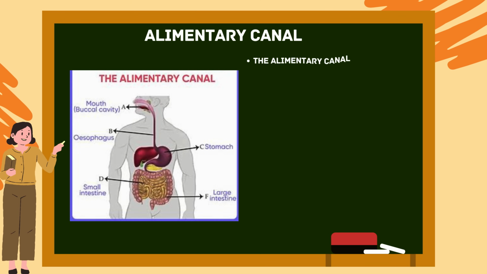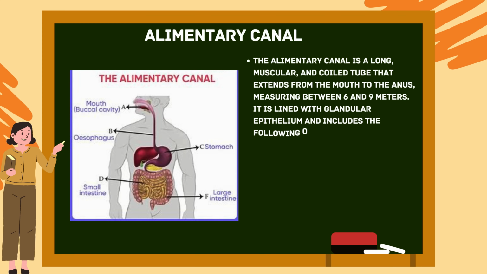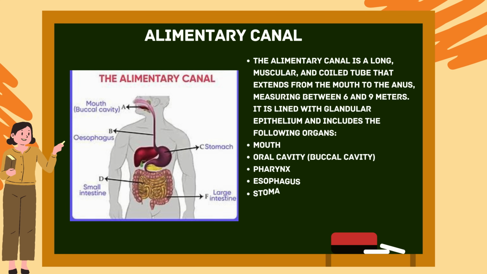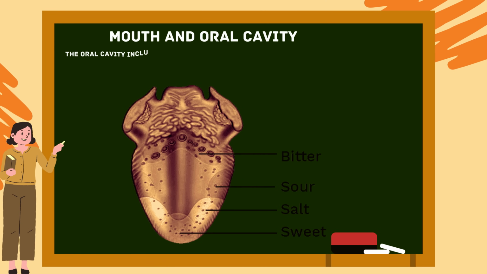Alimentary canal. The alimentary canal is a long, muscular, and coiled tube that extends from the mouth to the anus, measuring between 6 and 9 meters. It is lined with glandular epithelium and includes the following organs: mouth, oral cavity, buccal cavity, pharynx, esophagus, stomach, small intestine, large intestine, anus. Next is mouth and oral cavity.